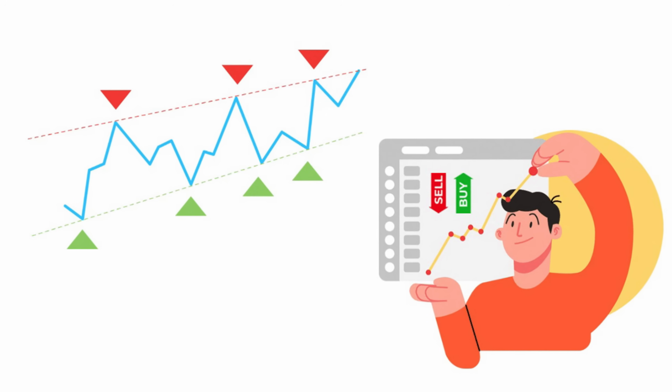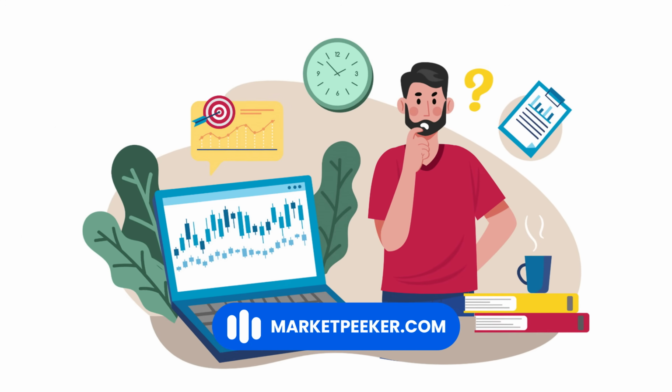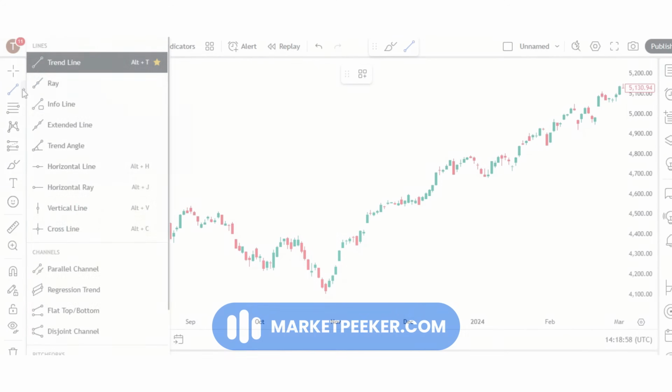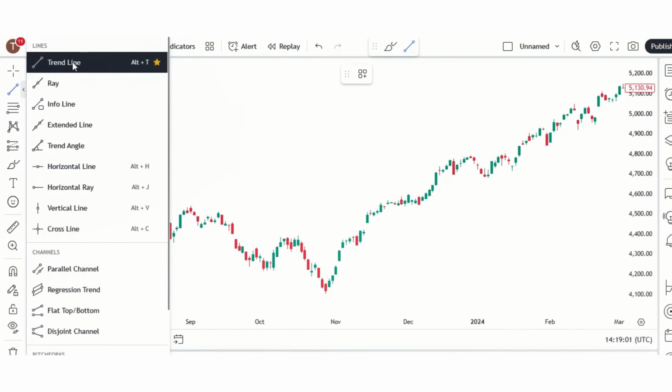Trend lines are essential tools for spotting market direction and making smarter trading decisions. Today, we'll show you how to draw them like a pro.